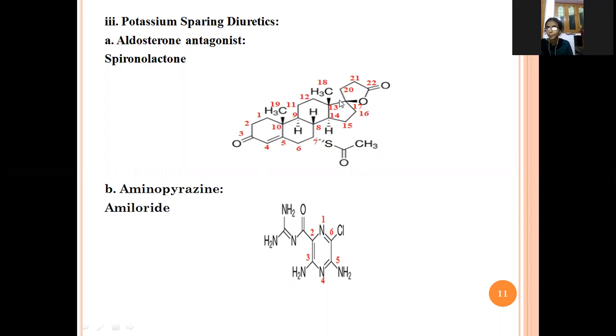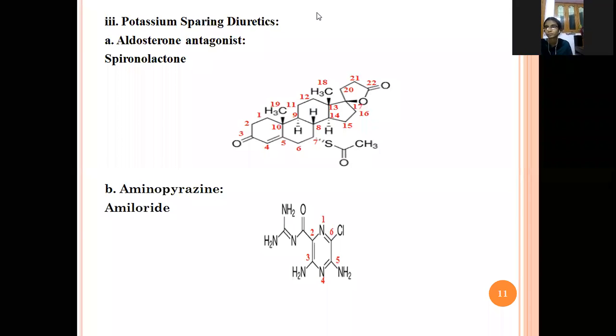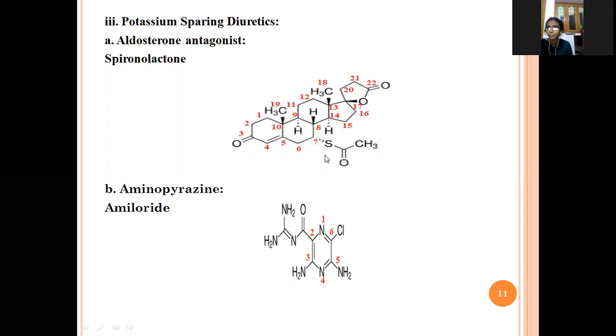In the pregnane structure, the third position has an oxygen group, the fourth position has a double bond, and the 19th and 18th positions have a methyl group. In the 7th position, acetyl sulfonyl is there, and in the 21st position, the carboxylic acid group is attached.